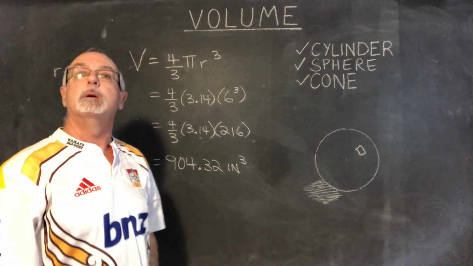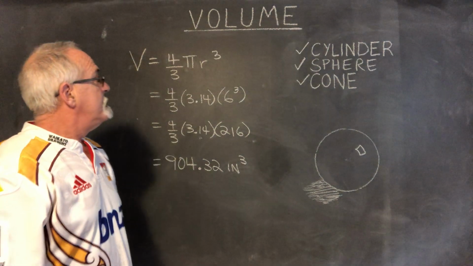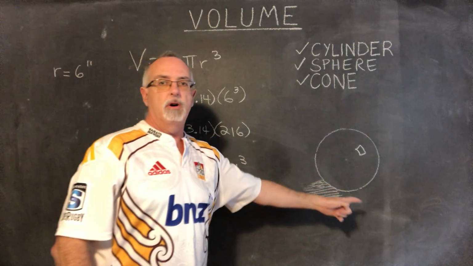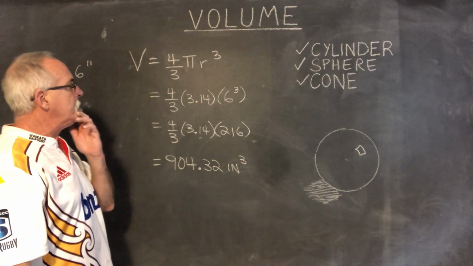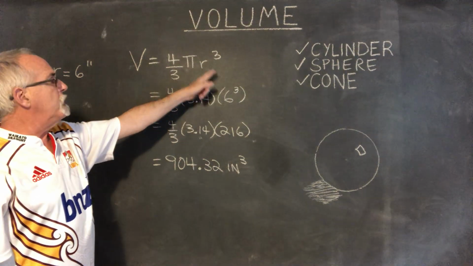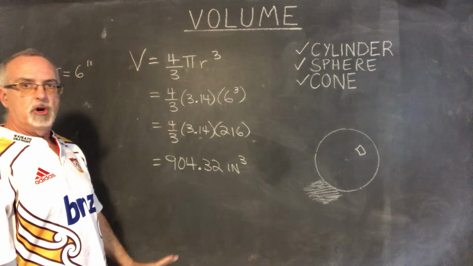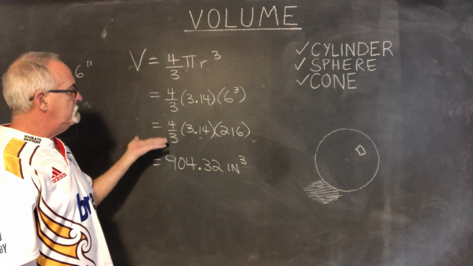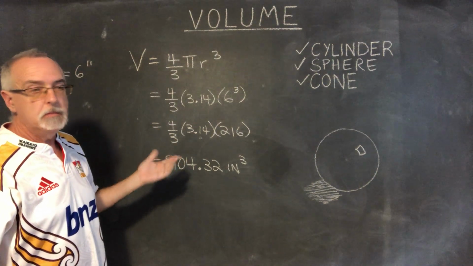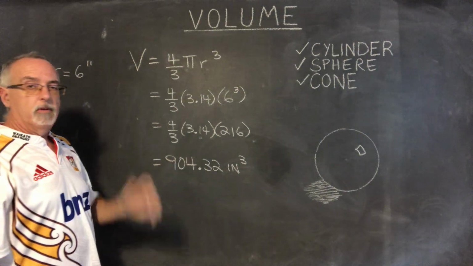So, with the time I have left, do I want to do another example of a sphere? I don't want to try to draw another sphere necessarily. Do I want to do another example when it's so straightforward? Whatever the radius is, you cube that first. You multiply by pi, multiply by 4/3, or multiply by 4 and divide by 3. And you will have your volume.